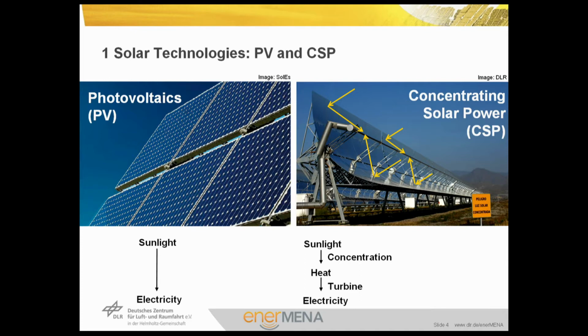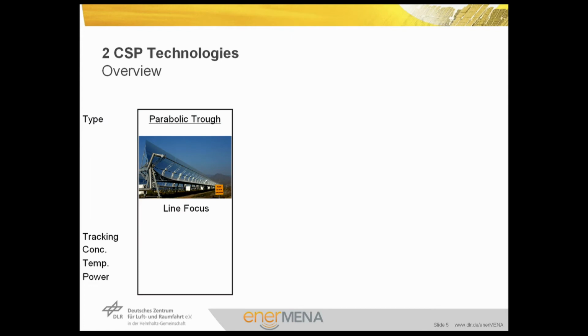In contrast to PV, there is the possibility to store the heat economically in a thermal heat storage before transforming it to electricity. Let's have a look how we can concentrate the solar radiation. 4 basic types of concentrating collectors can be distinguished.